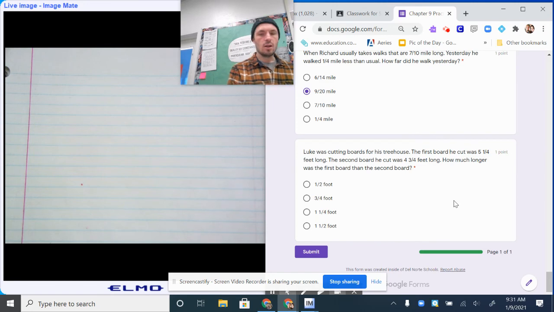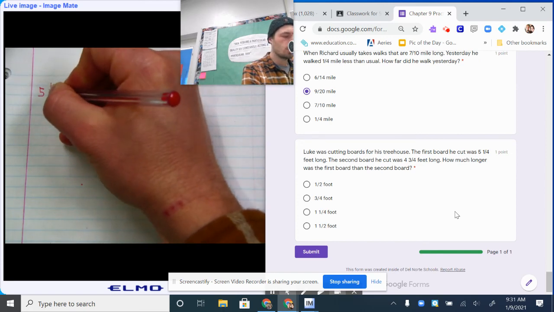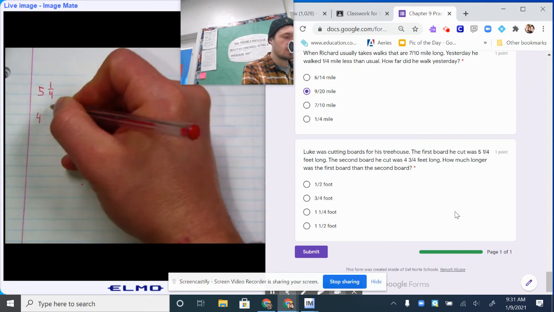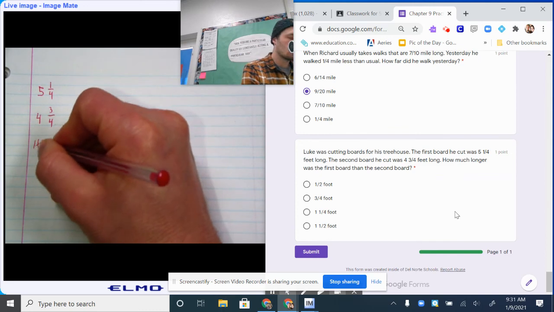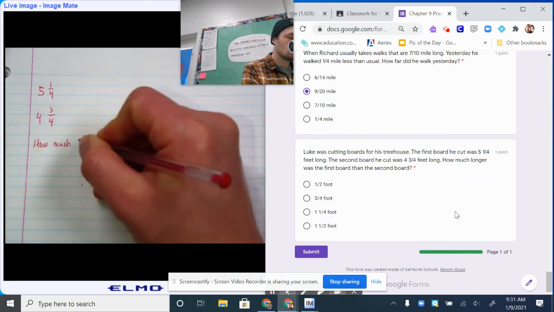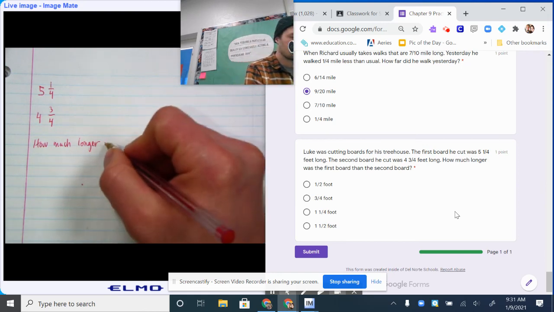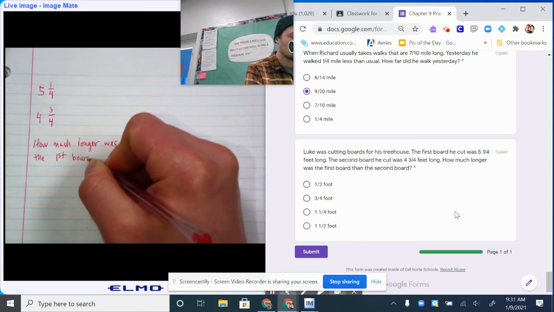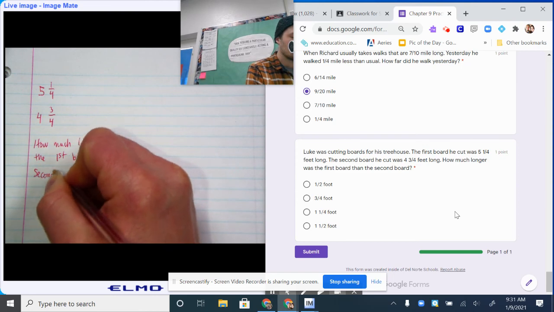So I'm going to read that again. Luke was cutting boards for his treehouse. The first board he cut was 5 1/4 feet long. The second board he cut was 4 3/4 feet long. How much longer was the first board than the second board?